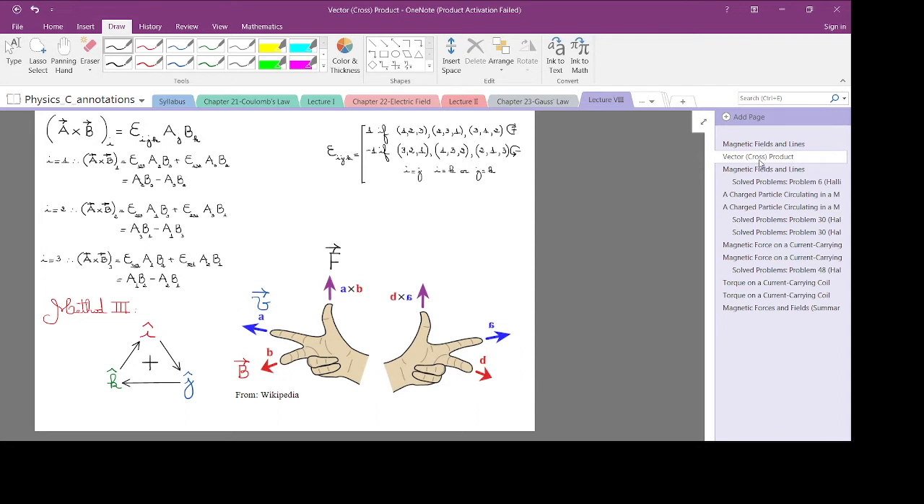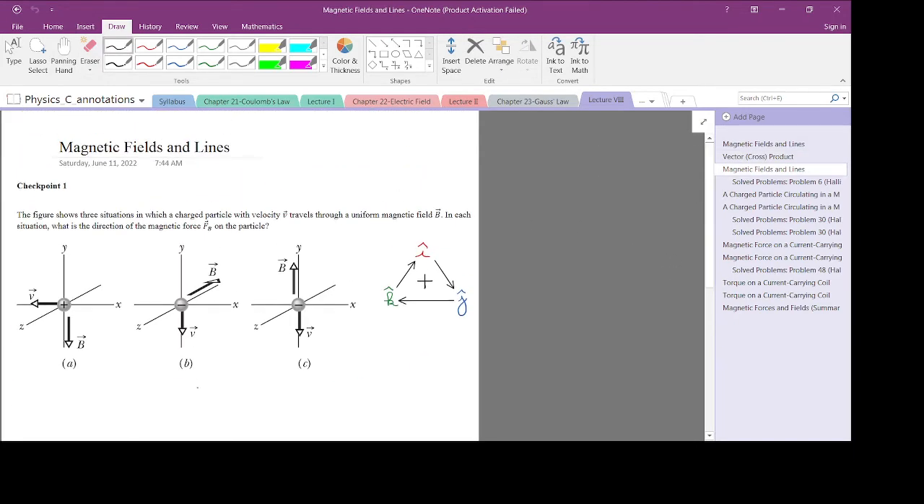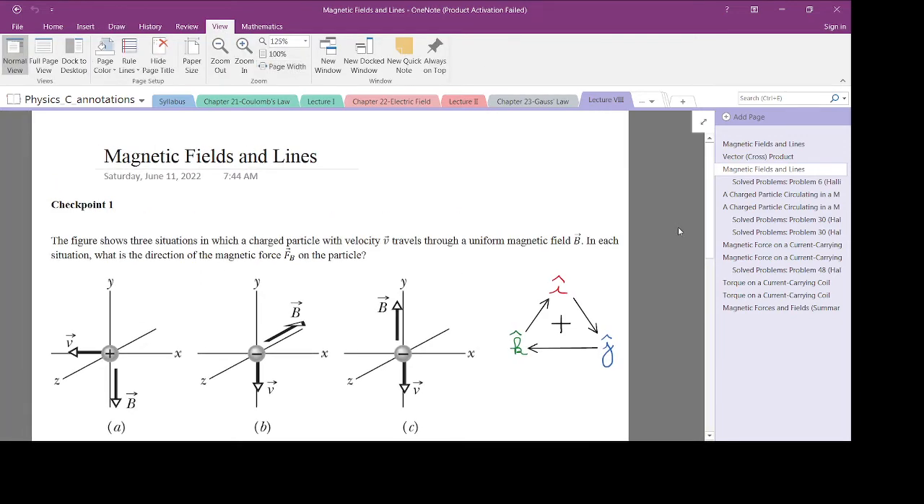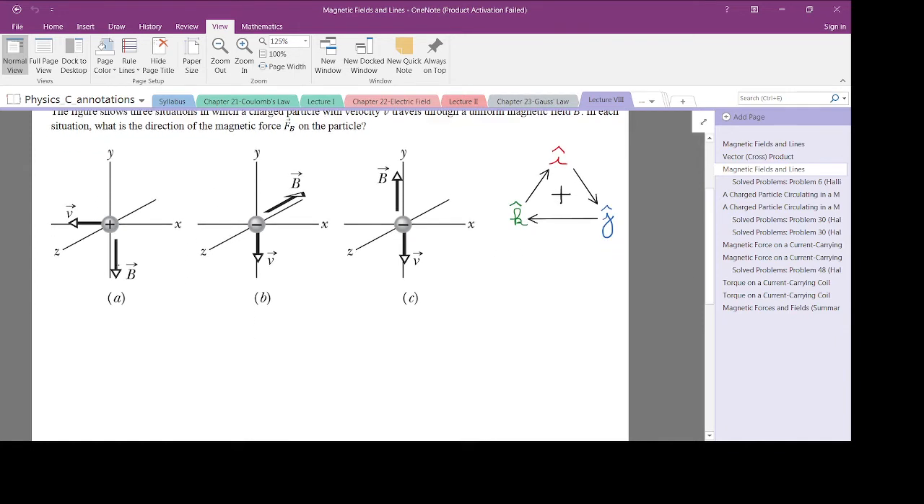Okay, let's see what else I have to tell you. We can try. Let's make some examples here using this notation, this technique. Let's consider a couple of cases depicted here in items A, B, and C. We are trying to find the direction of the force considering these arrangements of velocity and magnetic fields.